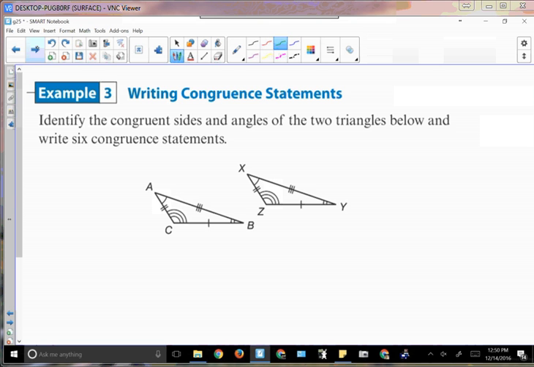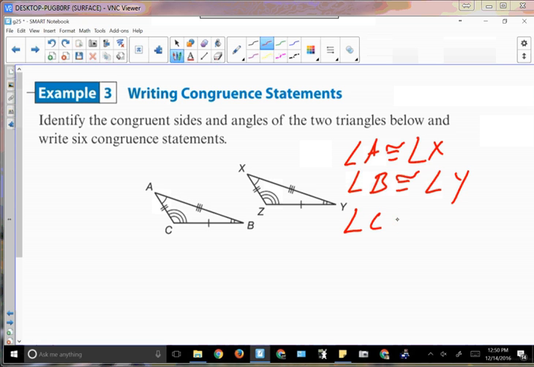So if I wanted to write a congruent statement, there are 6 things that are identified as congruent here. Angle A is going to be congruent to angle what? X. Angle B is going to be congruent to angle Y. Angle C is going to be congruent to Z, because we see that we've got the marks there. Now, the other part of this is segment AB is going to be congruent to what?